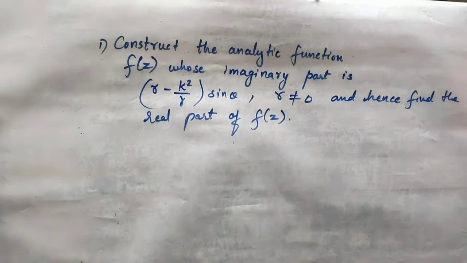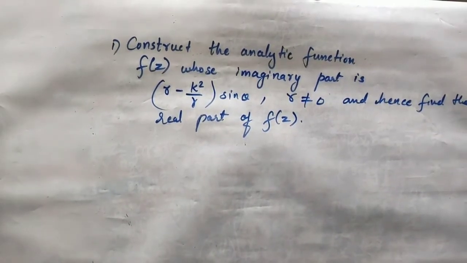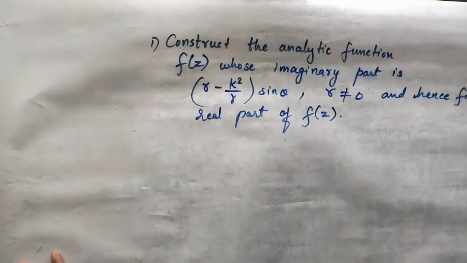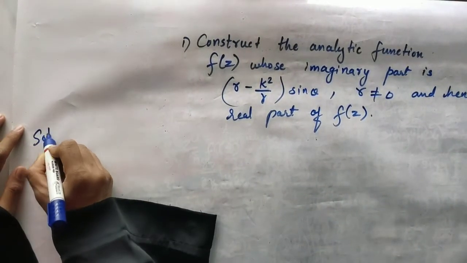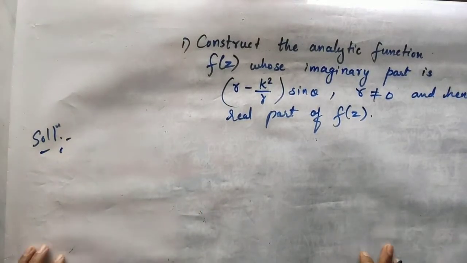Let's proceed with this one problem I've brought for you. Construct an analytic function whose imaginary part is (r minus k square by r) sine theta, where r is not equal to 0, and hence find the real part of f of z. Not only are you going to construct the analytic function, but also you are going to work out the real part of that function. I'll work with the solution over here. All of you take a pen and paper and start working on the problem with me.